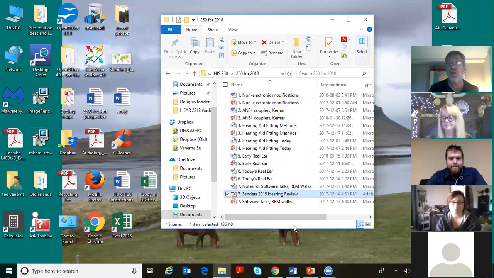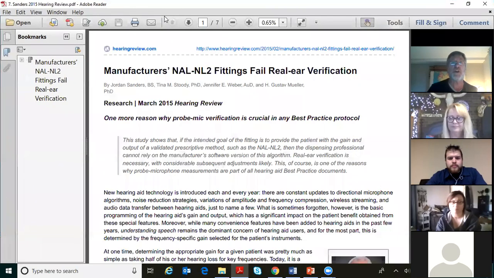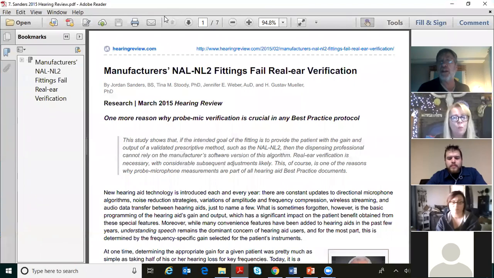And there's an article by Gus Mueller and a woman by the last name of Sanders, and you could see that at the tail end in those units. I'll just share that with you to show you that unit. Here, Sanders, 2015 article in the Hearing Review. Excellent article. If I pull this up here, this is a great article, and I'm going to be encouraging everybody to check that out. Manufacturers' NAL-2 fittings fail real ear verification. It's just unbelievable.